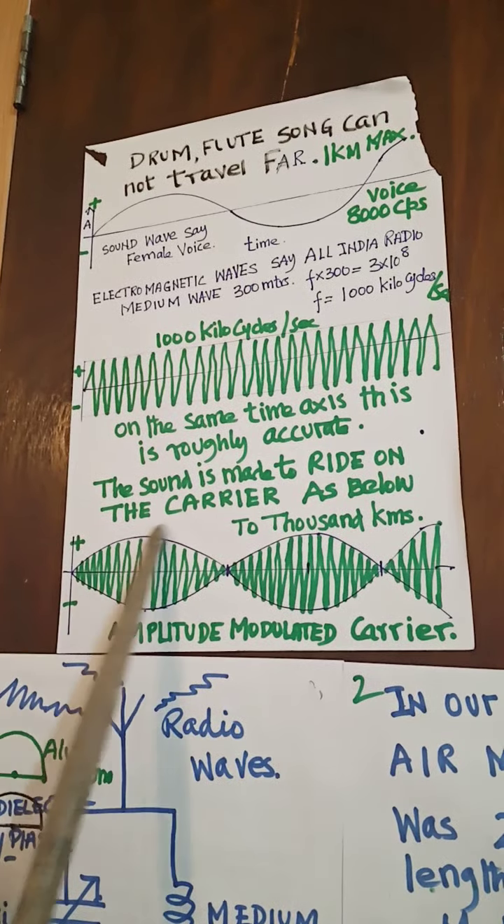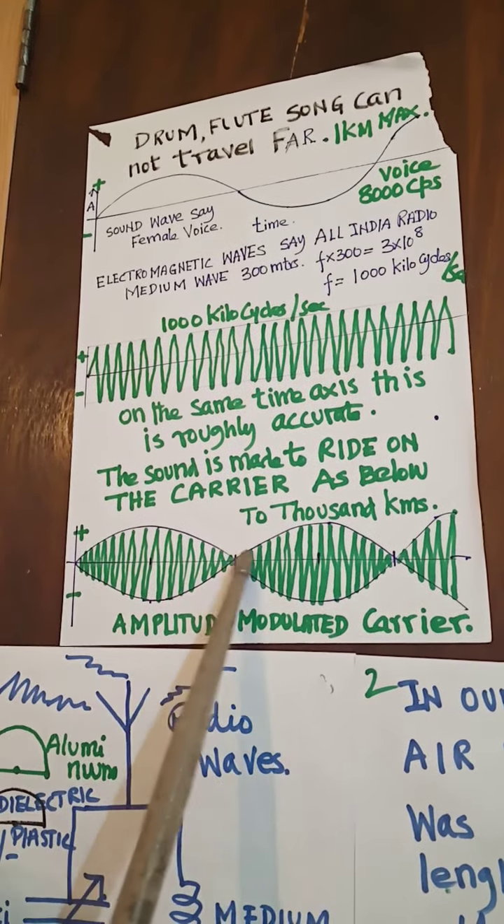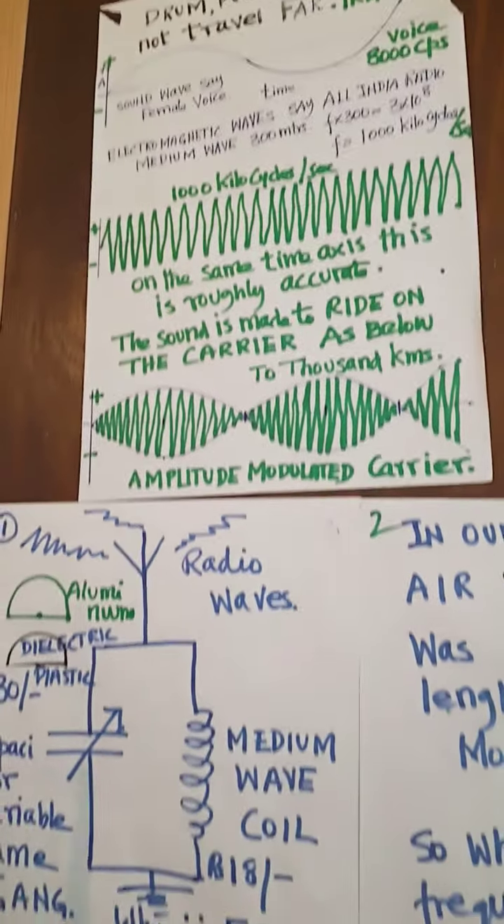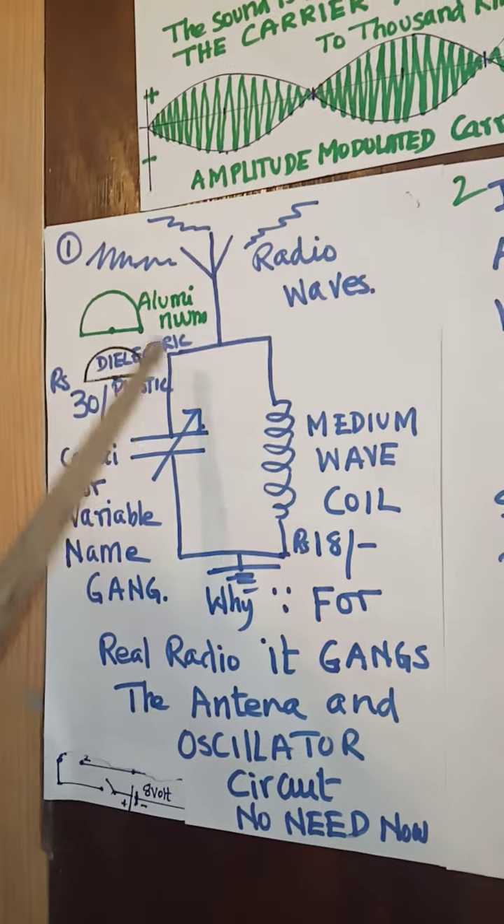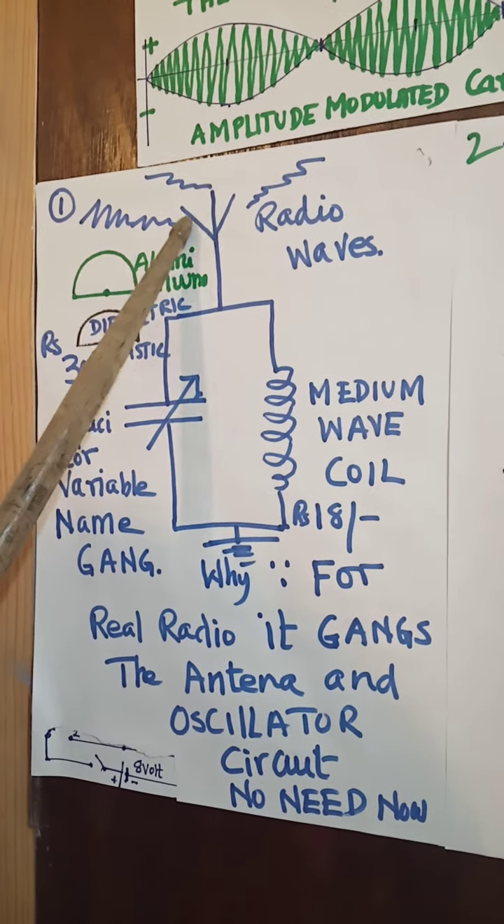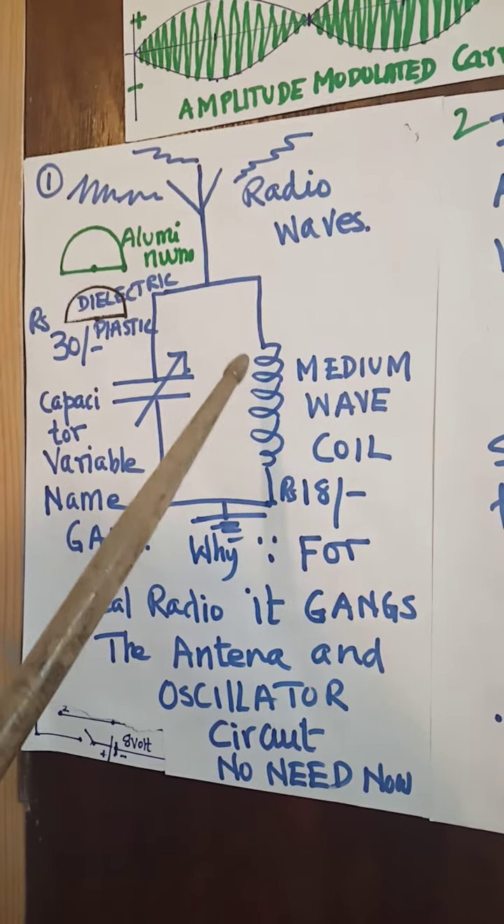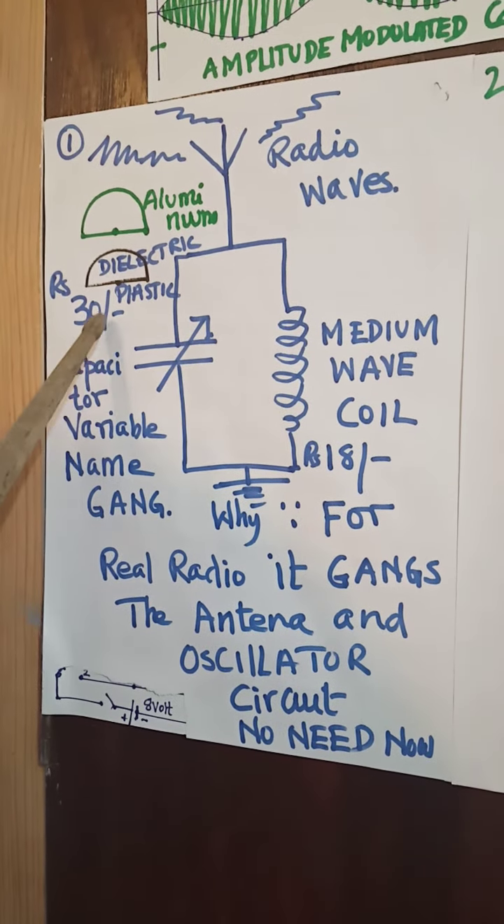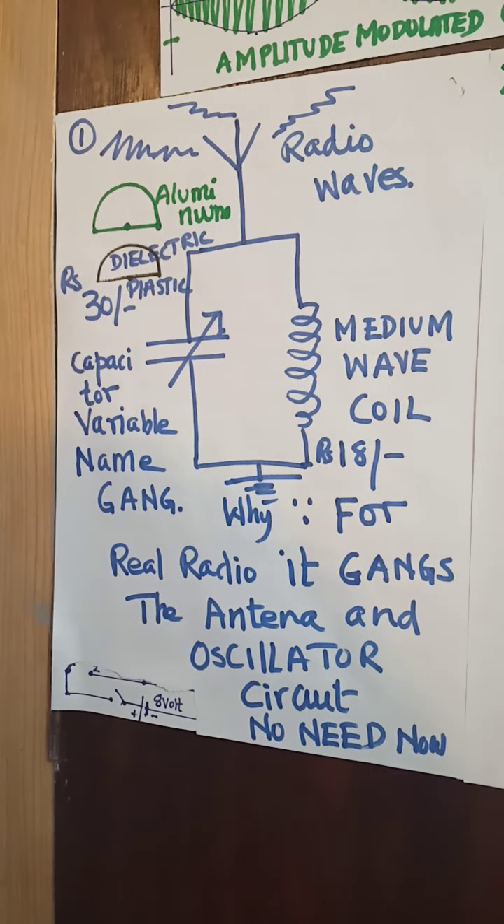It can go thousands and thousands of kilometers, and these are electromagnetic signals. And what is riding over them? A sound wave. And then we will do something to this also. Now, that oscillator I told you about is this. See, the radio frequency waves are hitting the antenna, and here is the coil, and here is a variable capacitor. I have told you it is about 30 rupees.